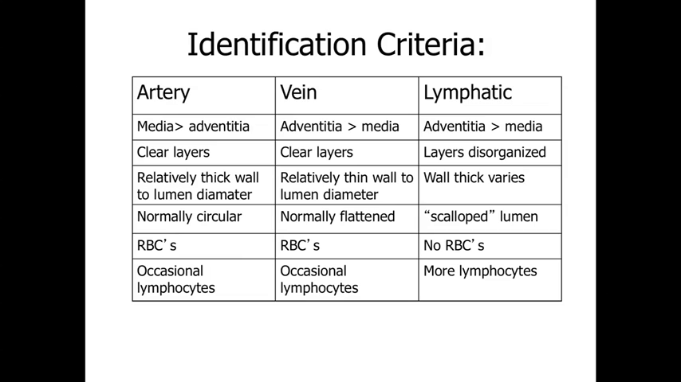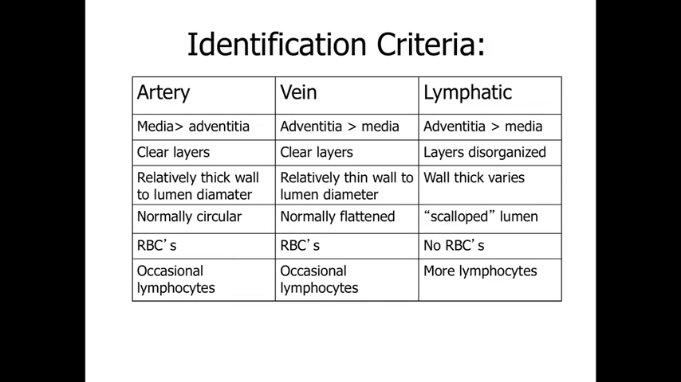So again, this table is in the handout. Take a look at it. Identification criteria for looking at the arteries versus veins versus lymphatics. Good clear layers within the arteries and veins, but the media is more prominent in the arteries. In the vein, the adventitia is going to be more prominent. In lymphatic vessels, the layers are going to be more disorganized, and in general, a little bit more tunica adventitia than we'd have within the media.